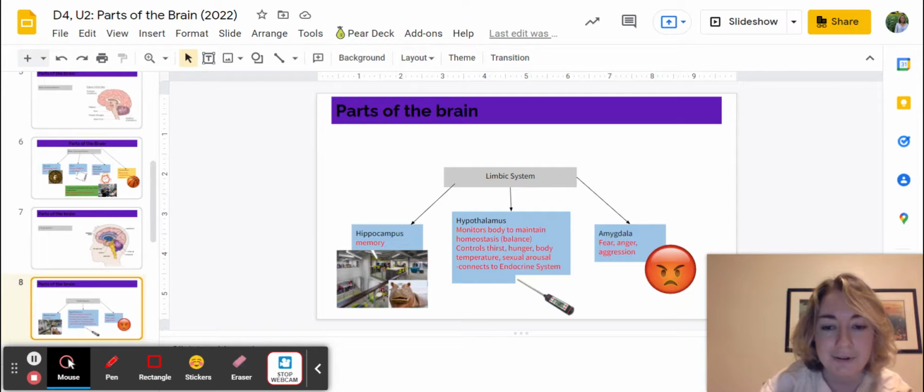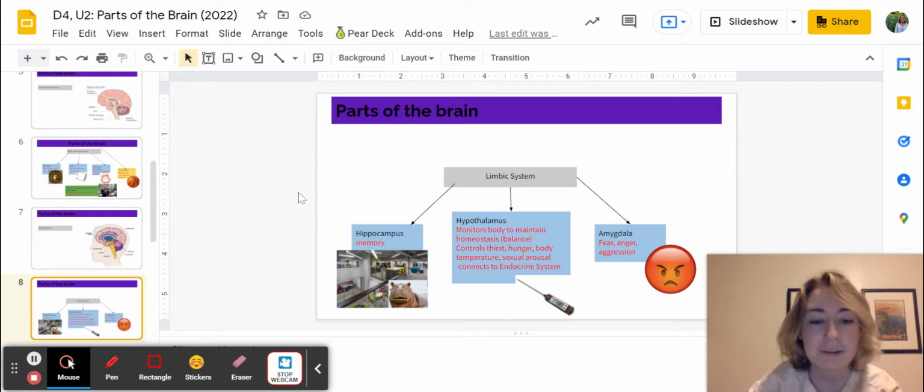A way I remember hippocampus as memory is if you saw a hippo on East Campus, you would never forget it. So there you have it. You can make that nice little visual of a hippo walking around East Campus, and I think you'll always remember that. Okay, next we've got the hypothalamus.